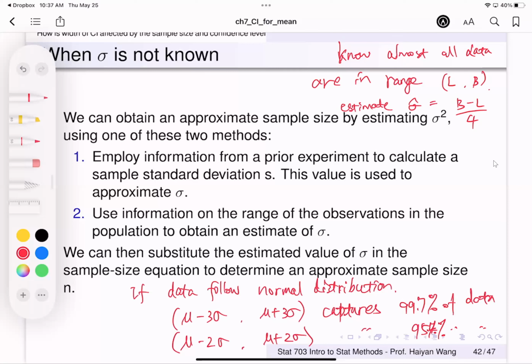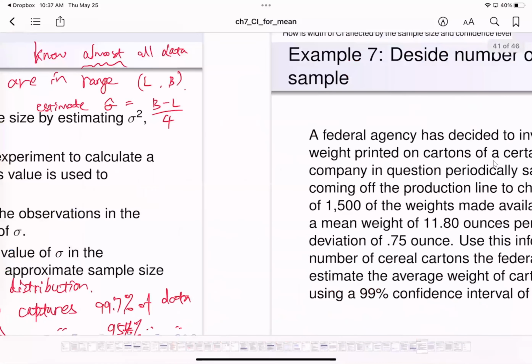That's because here we are talking about almost all, okay? We are considering the 95% as if that's, in reality, most of the time what we would observe. So just a quarter of the range will give us an estimate of the standard deviation.